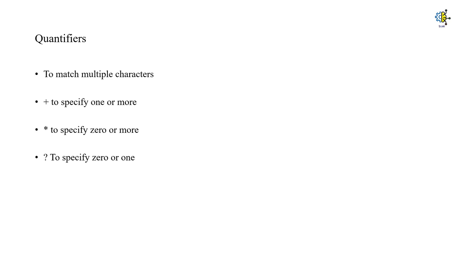The question mark specifies 0 or 1 character, and you can also use curly braces to specify the exact number of times of occurrences you want to check. Similarly, you can specify the minimum and maximum times of occurrences within the curly braces. By default, these values are set to 0 and infinity respectively.